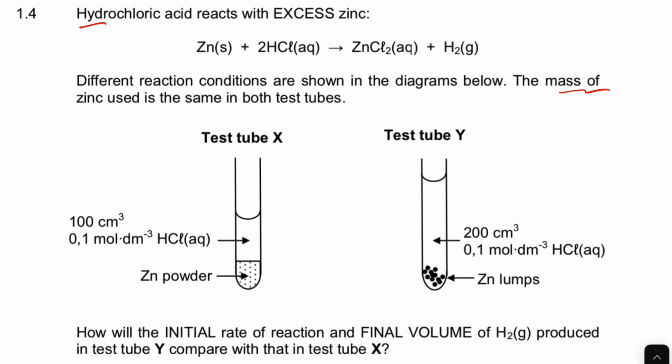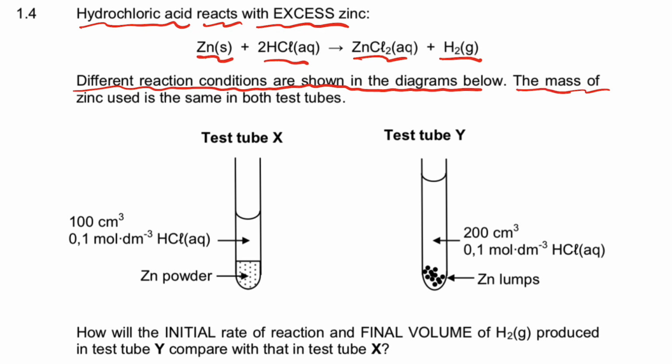Now 1.4, it says hydrochloric acid reacts with an excess of zinc. So this is the limiting and this is the excess. It gives you zinc chloride and hydrogen gas. Now it says different reaction conditions are shown in the diagram below, and the mass of zinc used is the same. So we have 2 test tubes, test tube X and test tube Y. The zinc here is a powder and the zinc here is a lump, so the surface area of this one is smaller and this one is greater. The concentration is the same, 0.1, and the volumes are not the same.